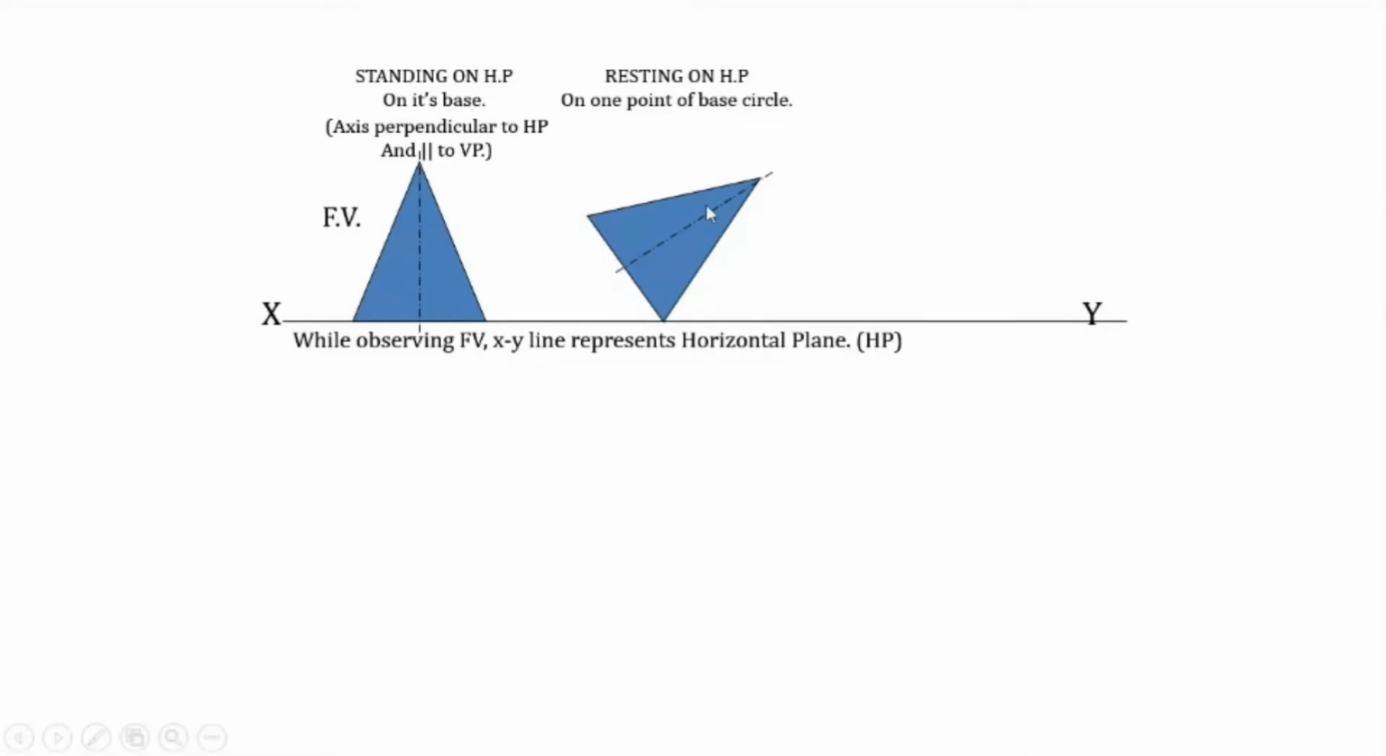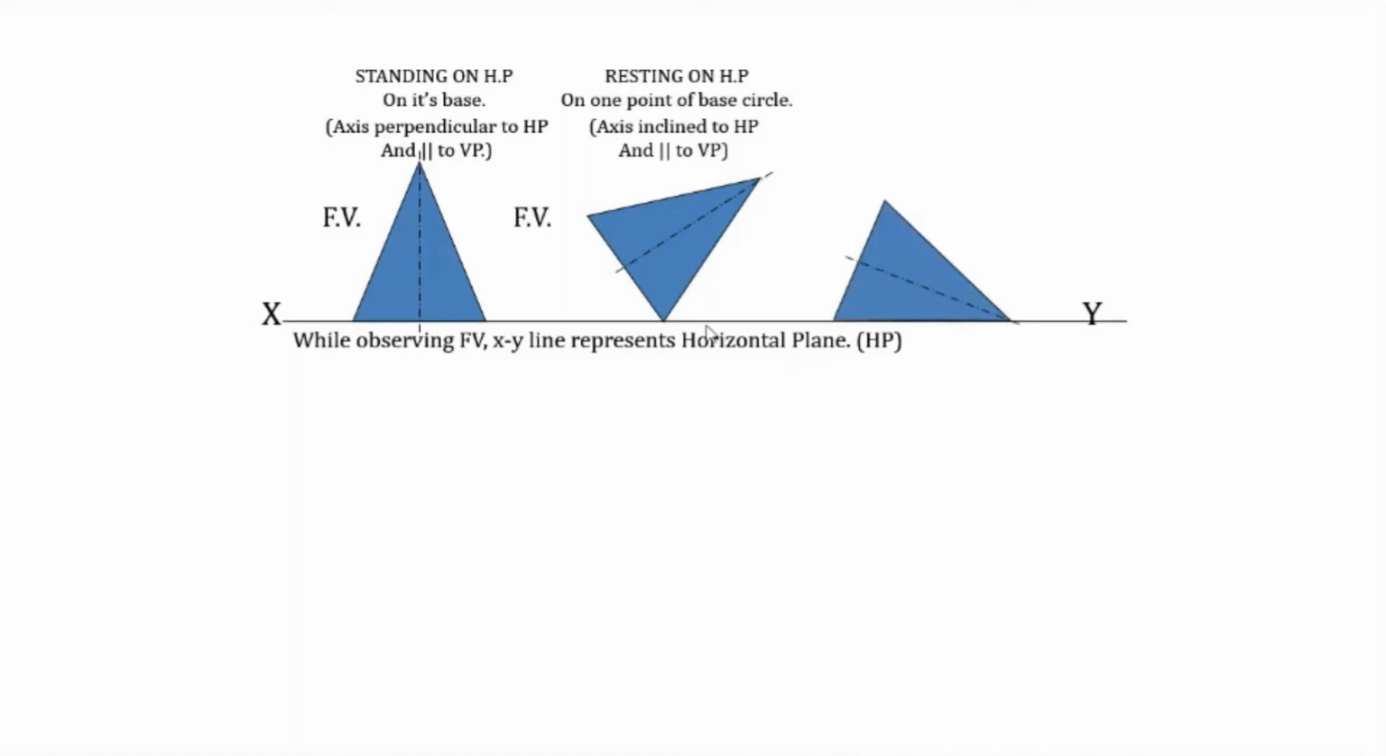And here also the axis is inclined at an angle to the HP. The axis is inclined at an angle to the XY line, that means with the HP, and the axis is parallel to VP. That is the second condition.